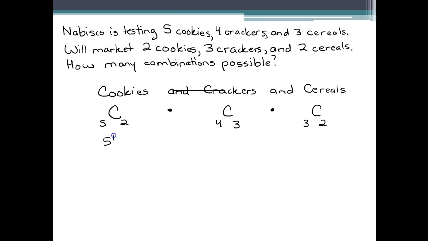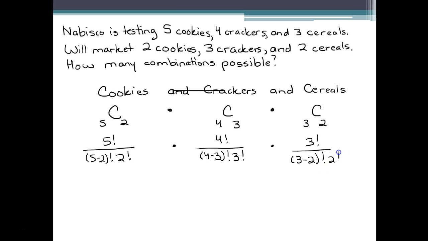Let's see, you have 5 factorial over 5 minus 2 factorial times 2 factorial, times 4 factorial over 4 minus 3 factorial times 3 factorial, times 3 factorial over 3 minus 2 factorial times 2 factorial. All right, so you have 5 factorial over 3 factorial, 2 factorial, times 4 factorial over 1 factorial, 3 factorial, times 3 factorial over 1 factorial, 2 factorial.